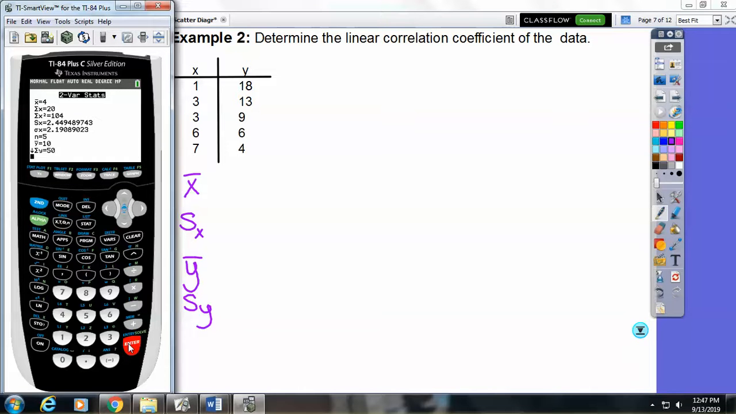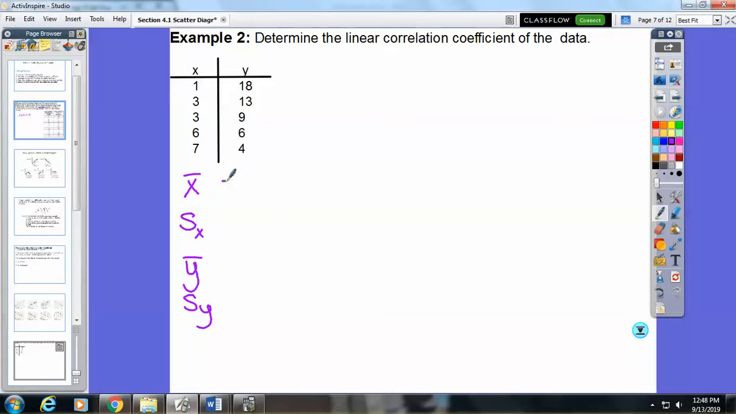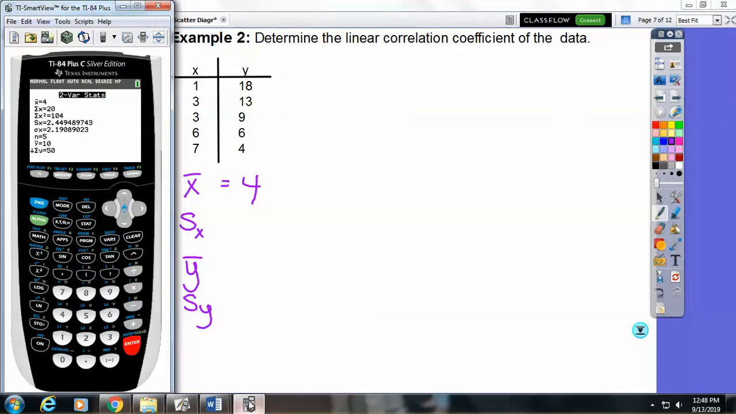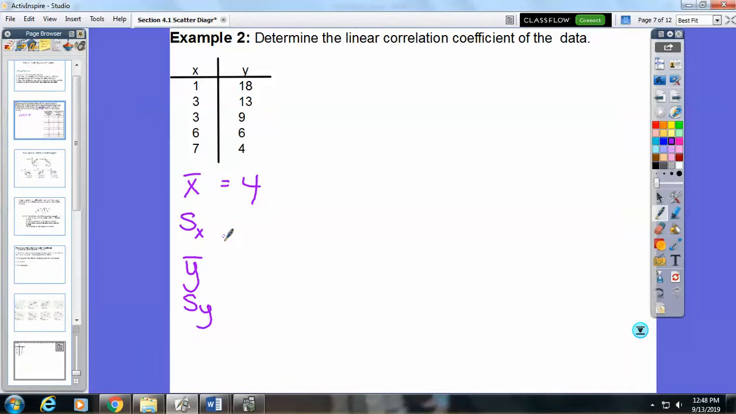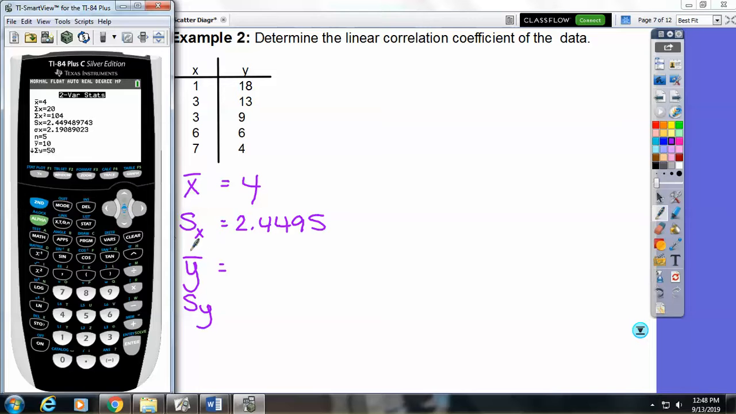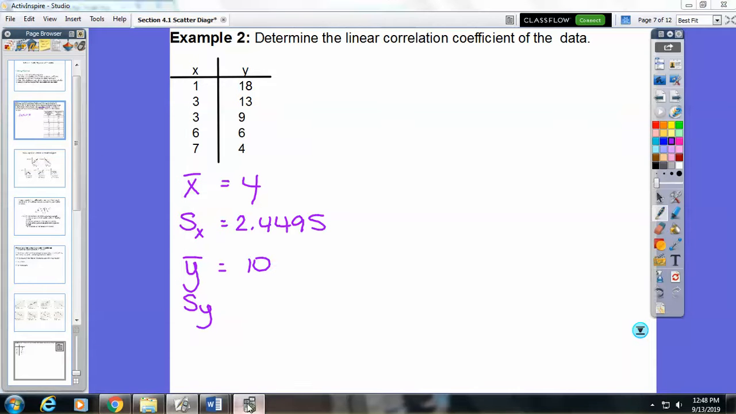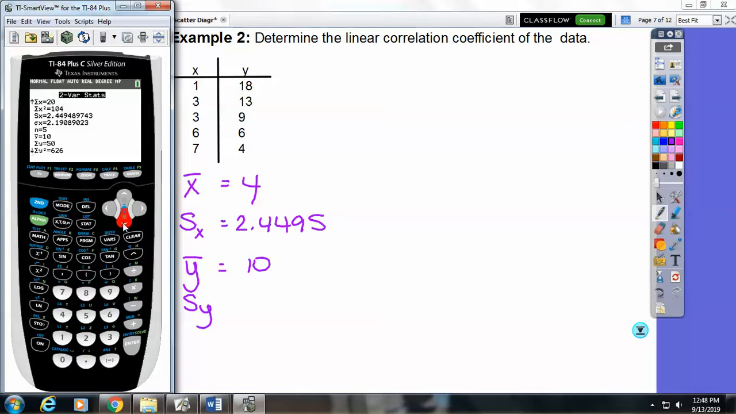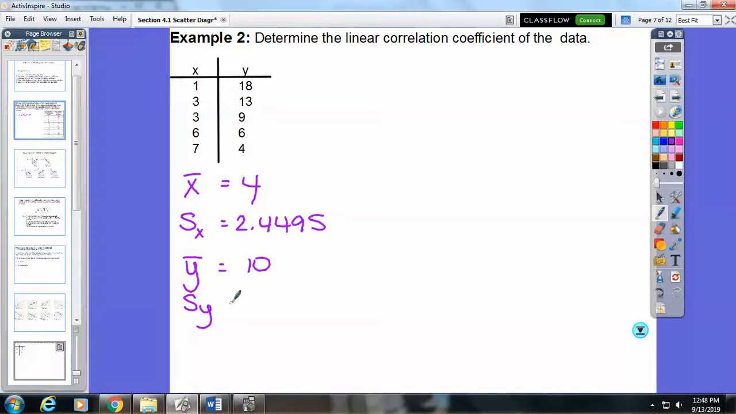Okay. So I can see my X bar is 4. My sample standard deviation for X is 2.4495. Y bar, if you keep scrolling down, that is 10. And the standard deviation for Y.